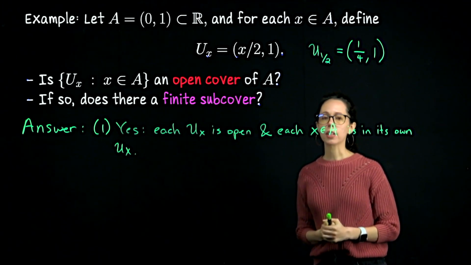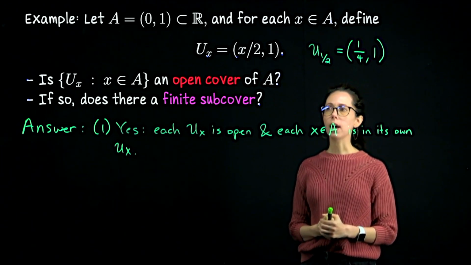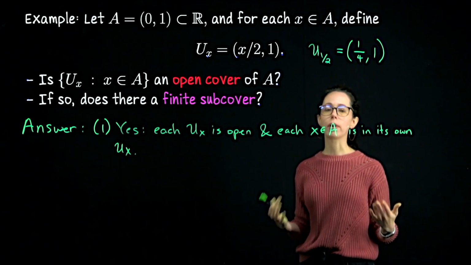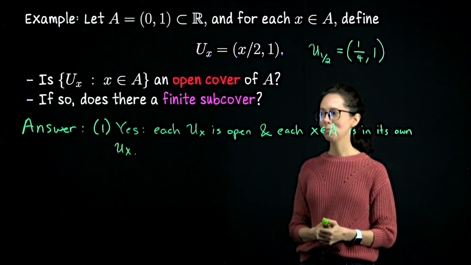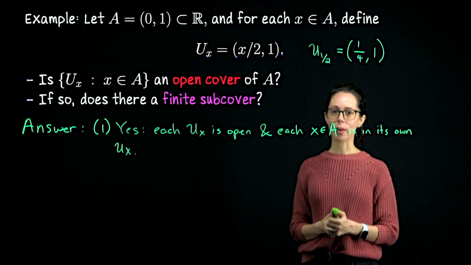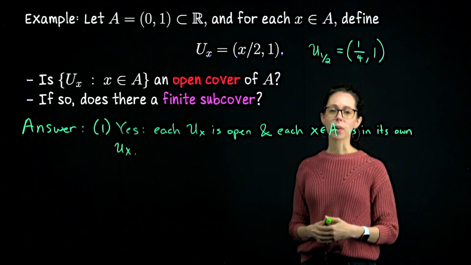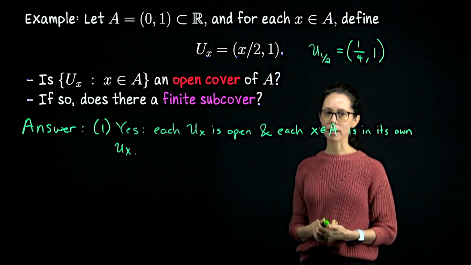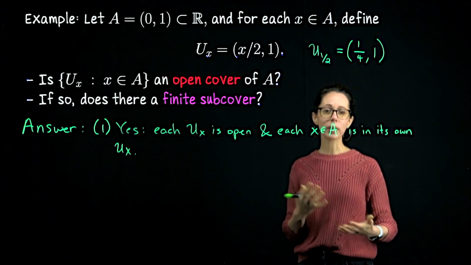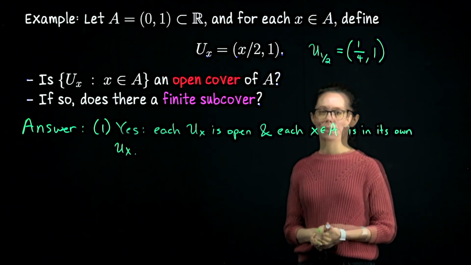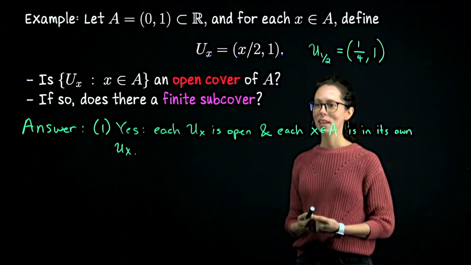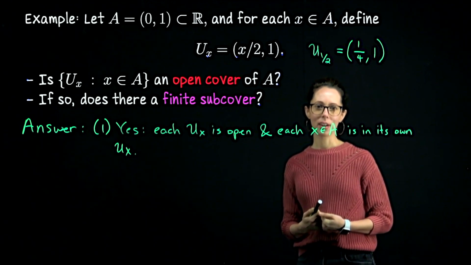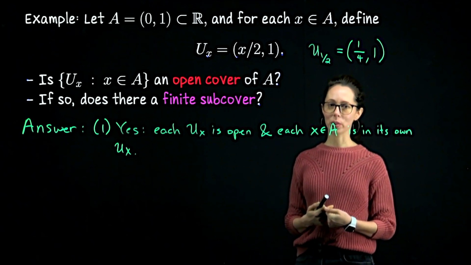This is an uncountable collection of open sets because A is uncountable, and I have one for every single element in A. Can we reduce down to a finite subcover? So from this uncountable collection of open sets, is it possibly the case that we only need finitely many? Try to experiment with this. From this starting open cover, imagine what a finite subcover would look like.